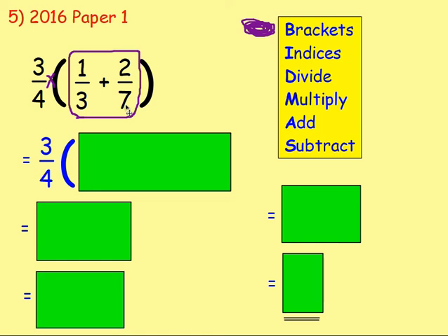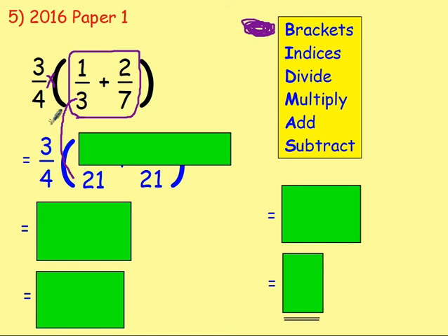So 3, 6, 9, 12, and so on. 7 times table, 7, 14, 21, 28. What's the smallest number that appears in both the 3 and the 7 times table? Brilliant, it is 21. Good. So, how do you change it from the 3 to 21? What do you multiply it by? Good, you're multiplying that by 7. So you'd also do the 1 times 7. Meaning then 1/3 is the same as 7/21.